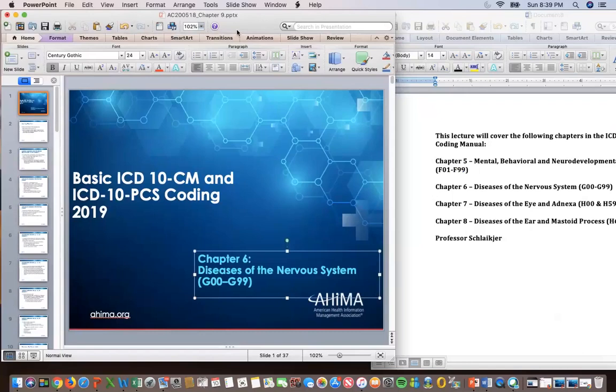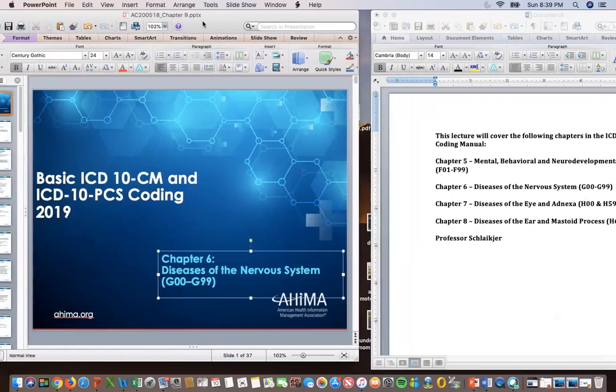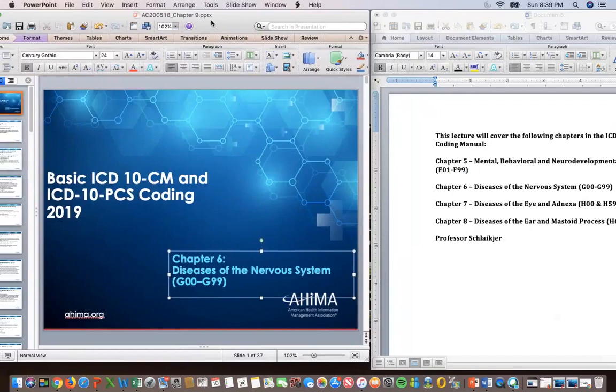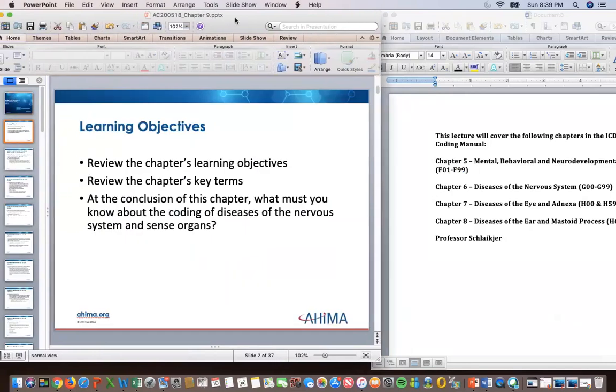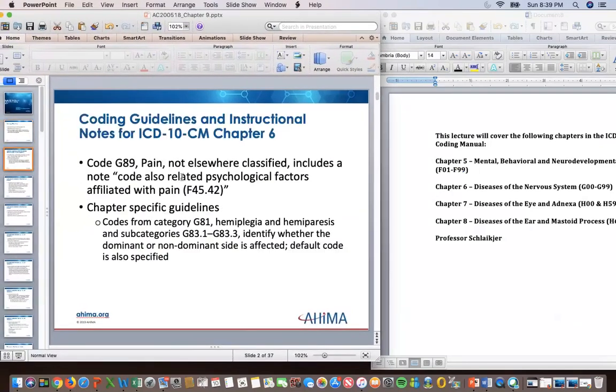All right, so our next chapter we're going to look at in the coding manual will be chapter 6, which is the diseases of the nervous system. You'll see that the codes are G00 to G99. Open up your coding manual to that portion. So again, they talk about the G89, pain not elsewhere classified, includes note, also related psychological factors associated with pain, and that is what we just went through.